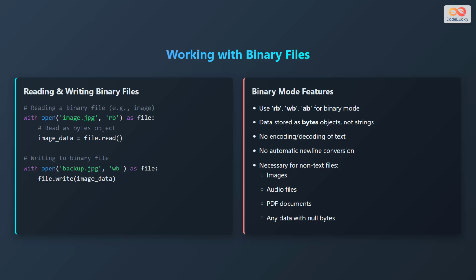On the right, there are some important points to remember when working with binary files. Use rb, wb, and ab for binary mode. Data is stored as bytes objects, not strings. No encoding or decoding of text is performed, and there's no automatic new line conversion. Binary mode is necessary for non-text files like images, audio files, PDF documents, or any data containing null bytes.